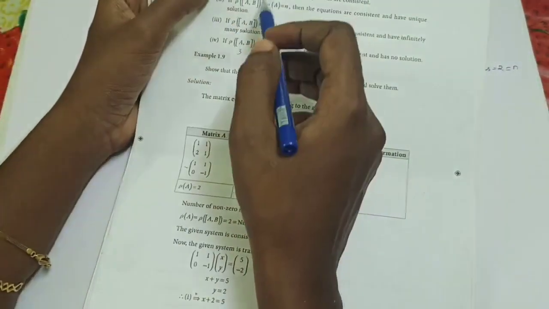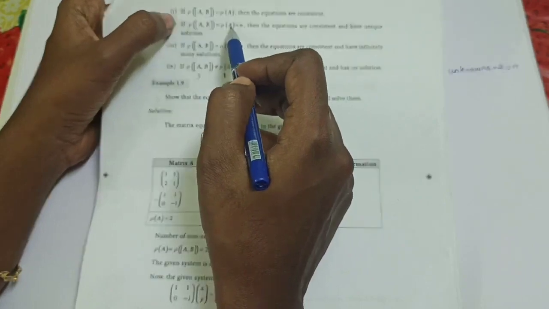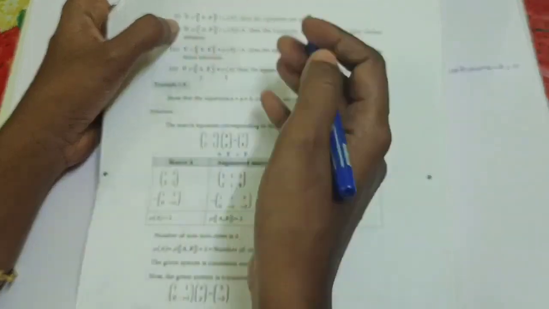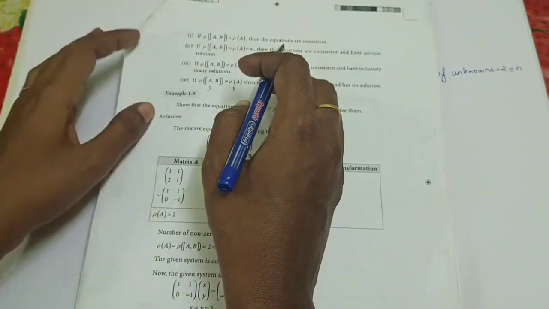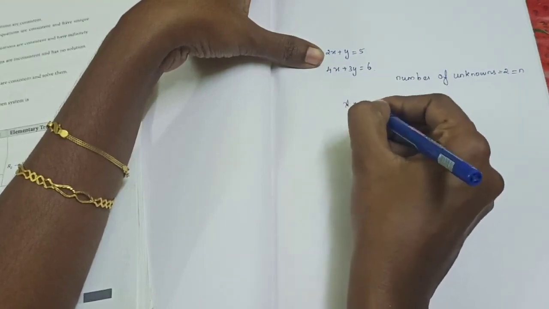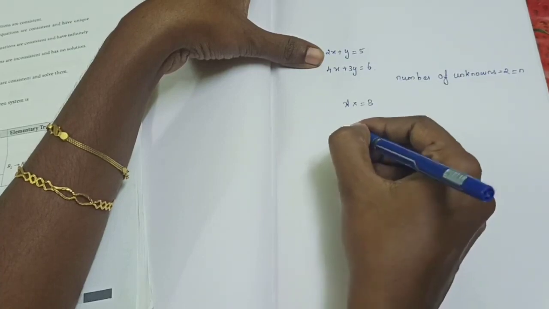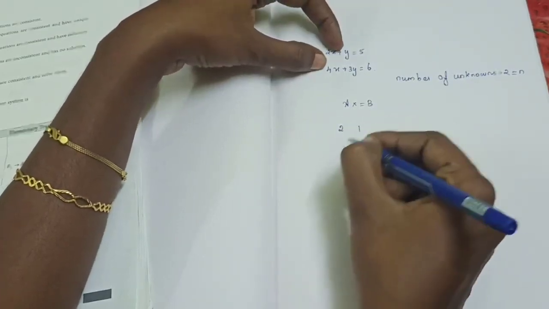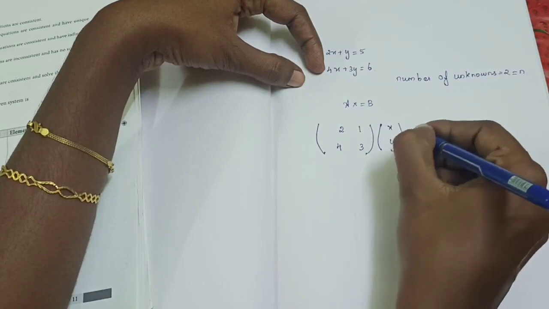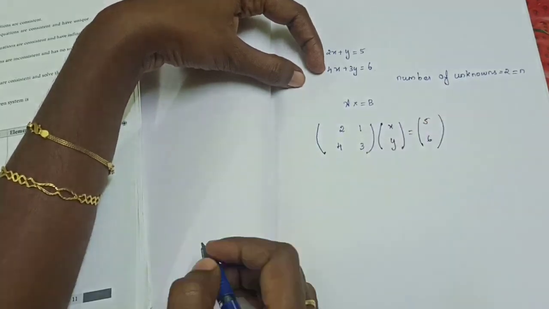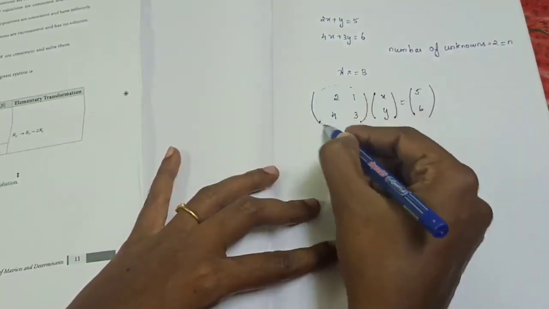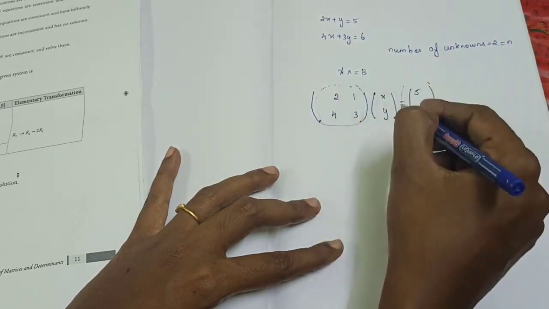Now see. First one is rank of A comma B equal to rank of A. Then the equations are consistent. How will we find out whether the equations are consistent? Listen. How will we write this in the form AX equal to B? You have learned this last year. The coefficients are 2, 1 and 4, 3, then X is x and y, and B is 5, 6. So now it is in the form AX equal to B. This is matrix A and this is matrix B.